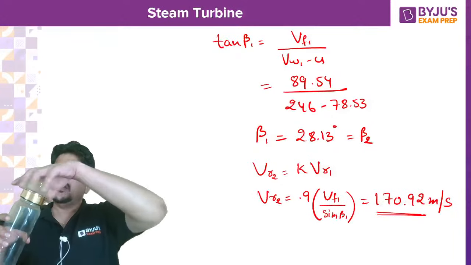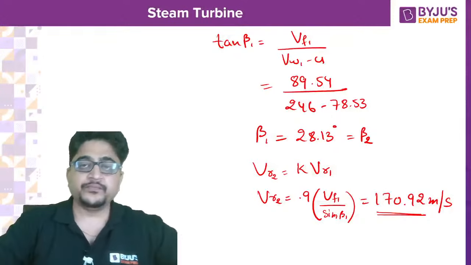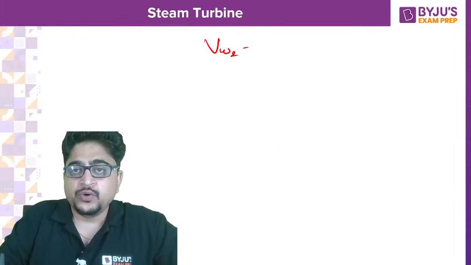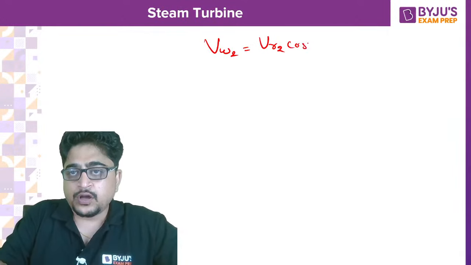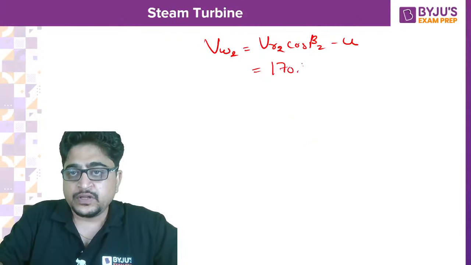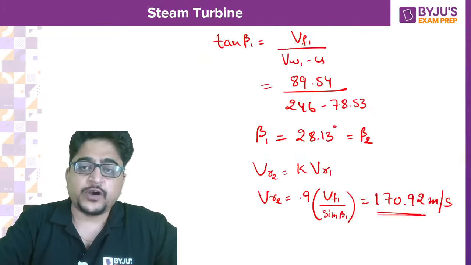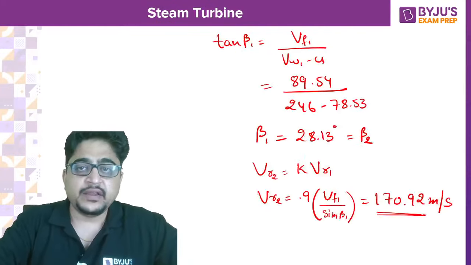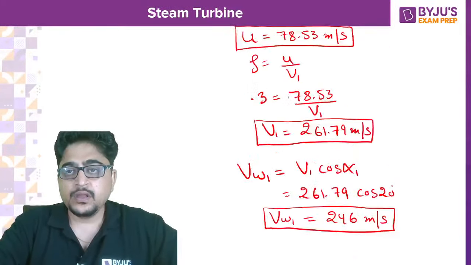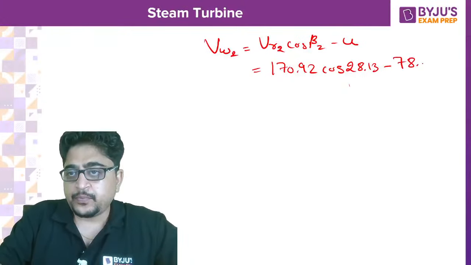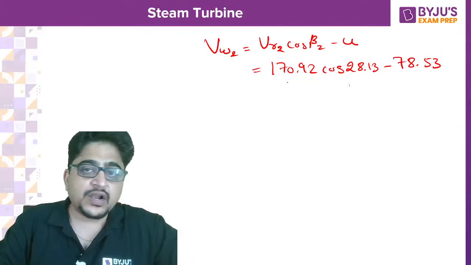So Vr2 is found. Now that Vr2 is found, find Vw2. So Vw2 is equal to Vr2 cos beta 2 minus u. Vr2 is 170.92, cos of beta 2, which is 28.13, minus the value of u. What is u? 78.53. Are you all understanding?